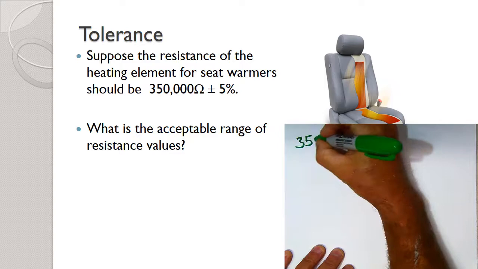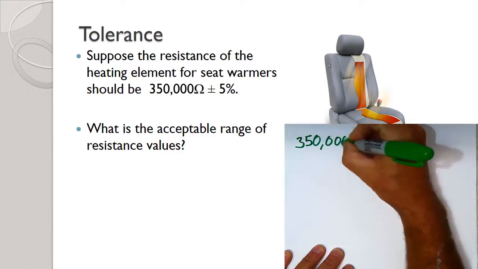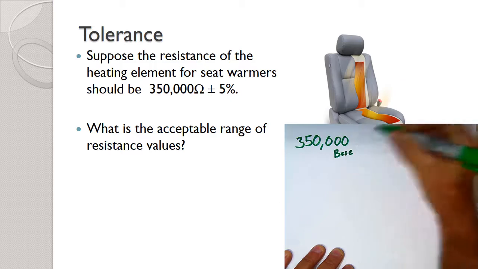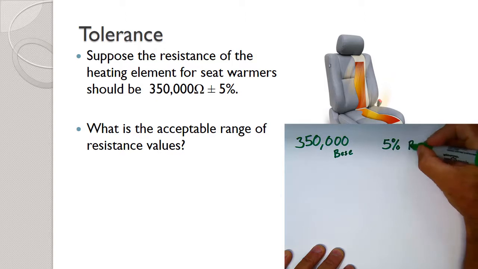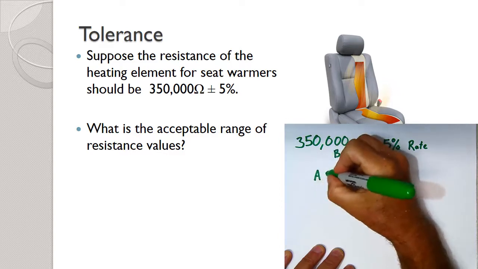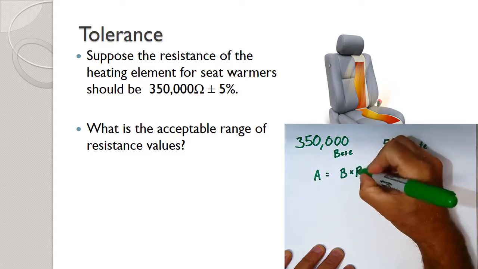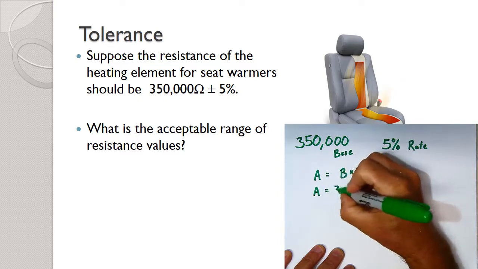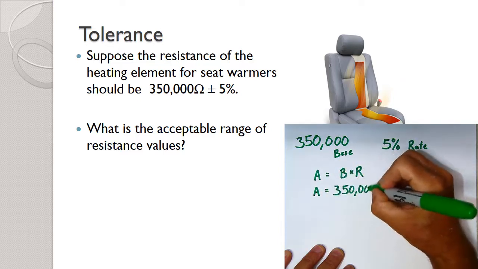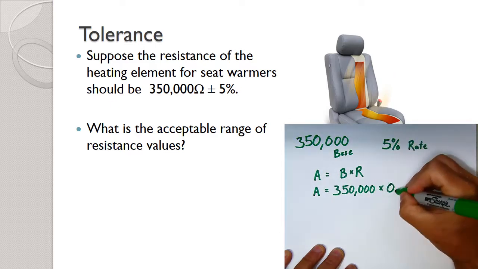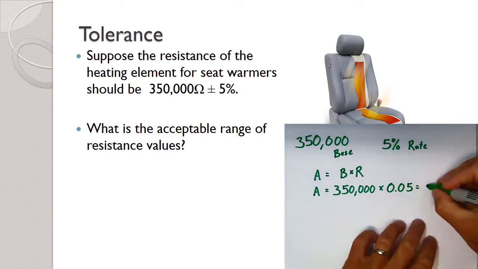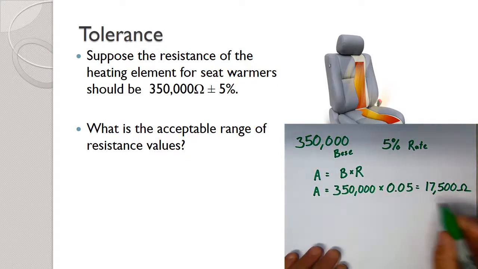Well, 350,000 is what it should be. That would be the full resistance. That means that's our base. The 5% that we're allowed on either side of that, our tolerance, that must be our rate. And we want to find the amount that we can actually vary. So amount is found by taking base times the rate. So for us, that means that we're going to take 350,000 times our rate, which is 5%. We need to turn that into a decimal by going 2 places to the left. That's 0.05. And that means that we can be 17,500 ohms above or below our spec.